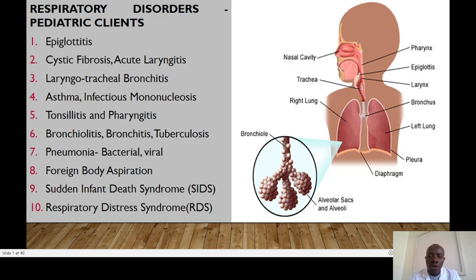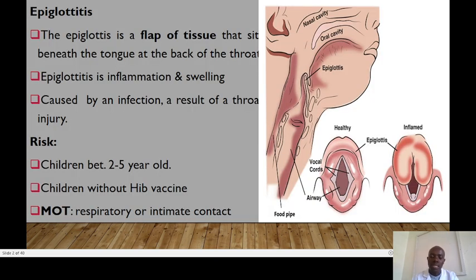So in our discussion here, we're going to concentrate on close to 15 disorders associated with the respiratory system in pediatric clients: epiglottitis, cystic fibrosis, acute laryngitis, laryngotracheobronchitis, asthma, infectious mononucleosis, tonsillitis and pharyngitis, bronchiolitis, bronchitis, tuberculosis, pneumonia, which could of course be bacterial or viral, then foreign body aspiration, and sudden infant death. These respiratory disorders are the conditions we are going to focus on in this presentation.